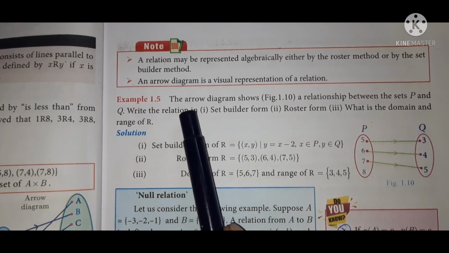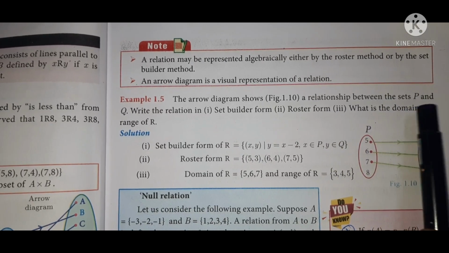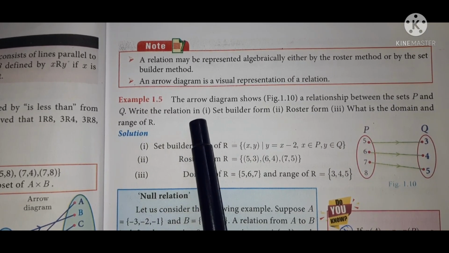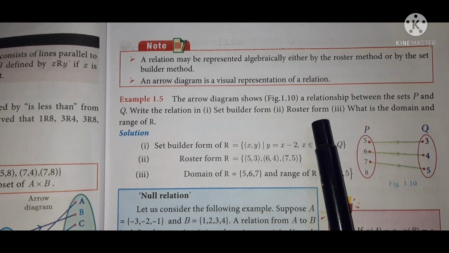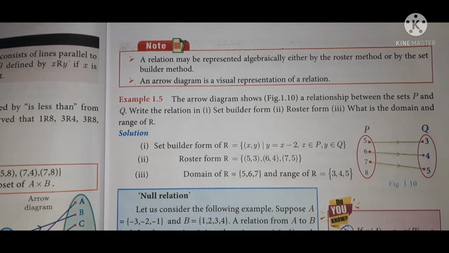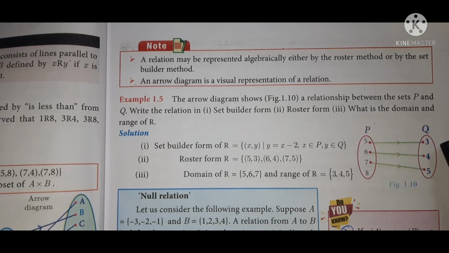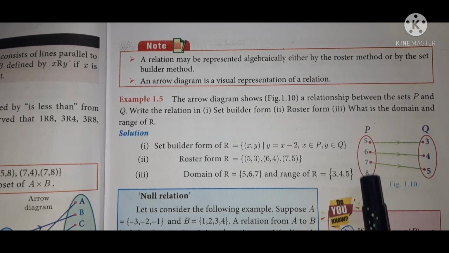Example 1.5. The arrow diagram shows a relationship between the sets P and Q. Write the relation in set builder form and roster form. What is the domain and range of R? Here, see the arrow diagram. We have the elements 5, 6, 7, 8 in P. In set Q, the elements are 3, 4, 5. From P to Q, 3 numbers are related: 5, 6 and 7.